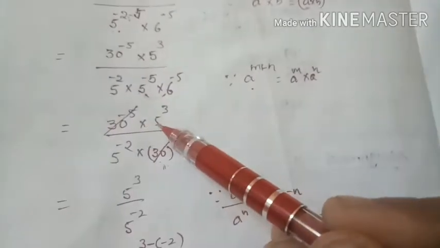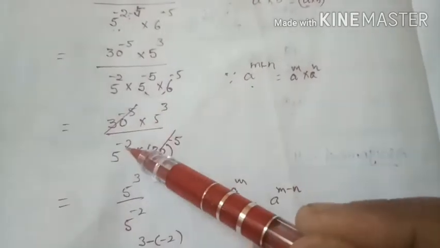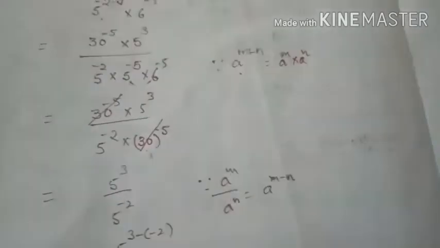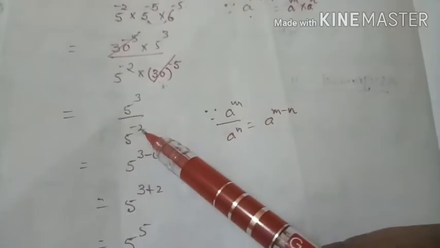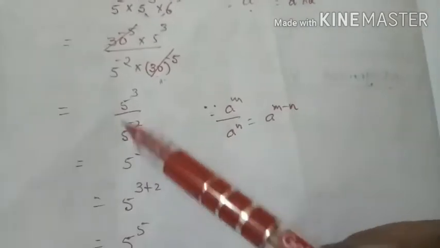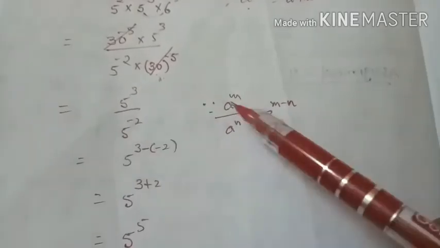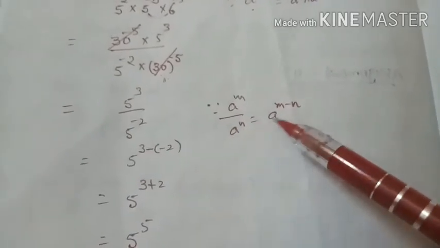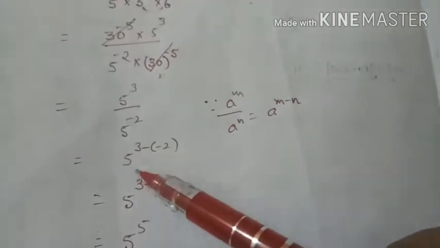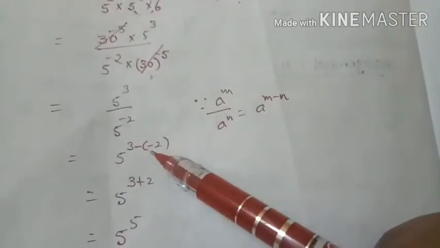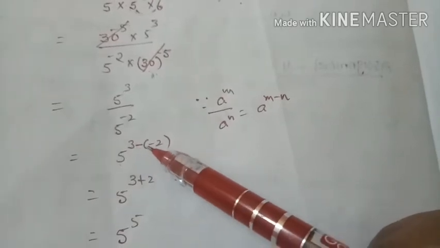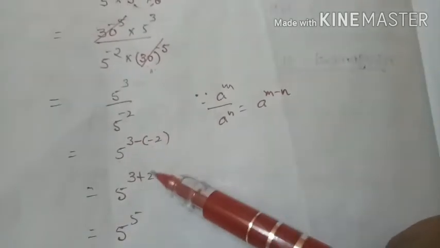Into here, 5 power of 3 by 5 power of minus 2. Next, the bases are equal and the powers are not equal, so a power of m by a power of n is equal to a power of m minus n. Subtract the exponents: take the base as 5 and 3 minus of minus 2. Minus into minus is plus, so 3 plus 2 is 5 power of 5. Previously we also got the same. Yes or no?